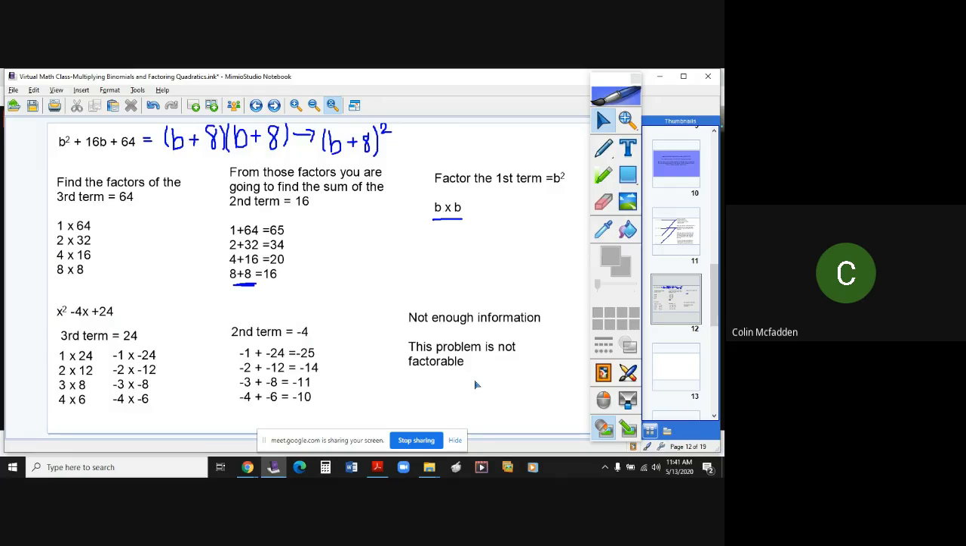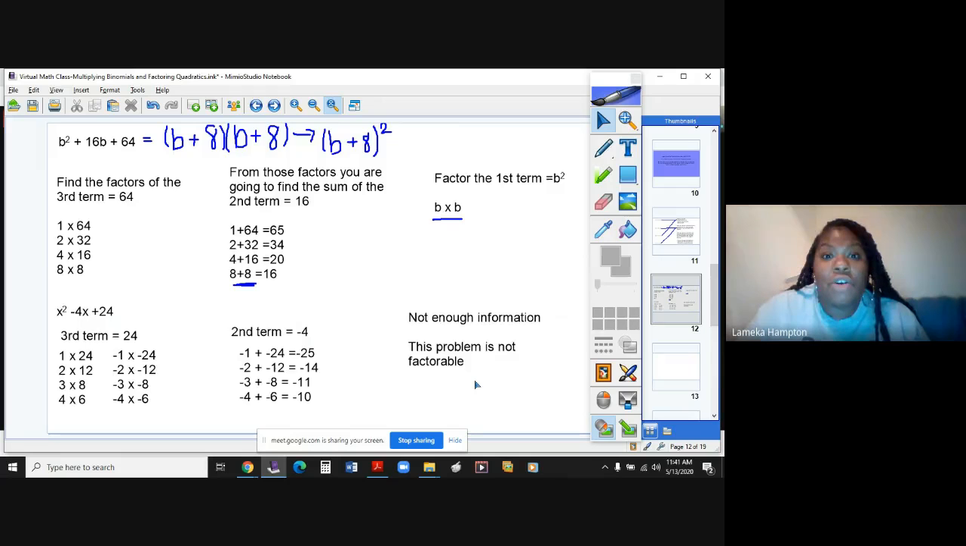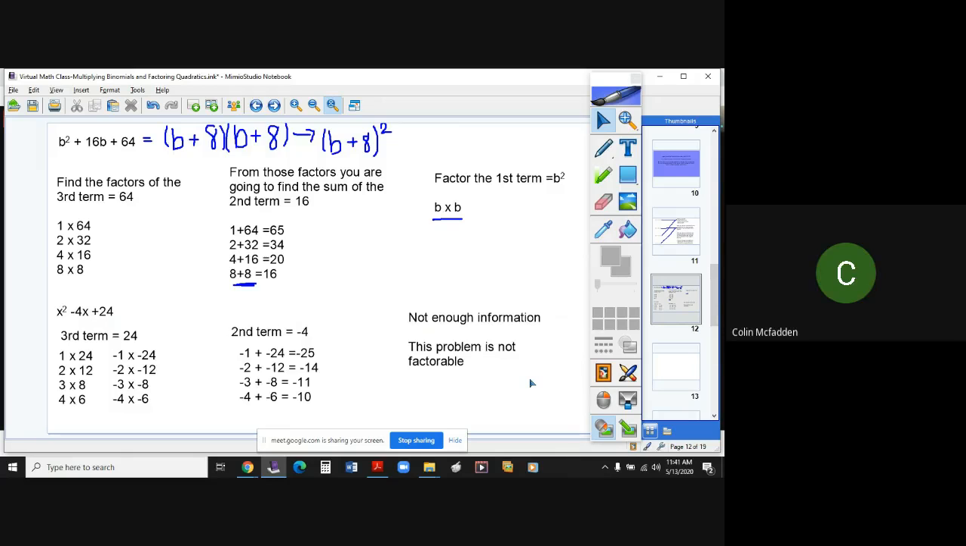So what would you put as your answer on the test? There is no answer. Or like Miss Philomena said, it could say not enough information given. It can say no answer, or it can say this problem is non-factorable. So that's what you would pick. Oh, okay.